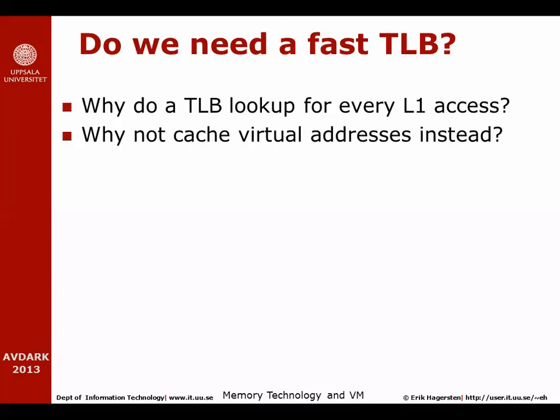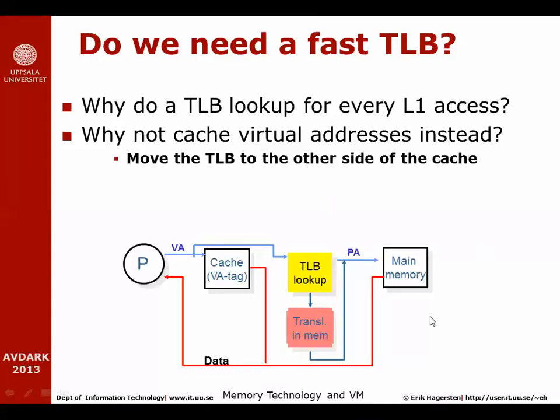Why can we not implement a first level cache where we name data by their virtual addresses instead of their physical addresses? It's just a matter of what we call things in the different spaces. By doing that, we could actually move the TLB to the other side of the cache and put it off the critical path. So here we see such a design. We have the cache close to the processor now. It has virtual address tags, so we speak virtual addresses when we speak to that cache.